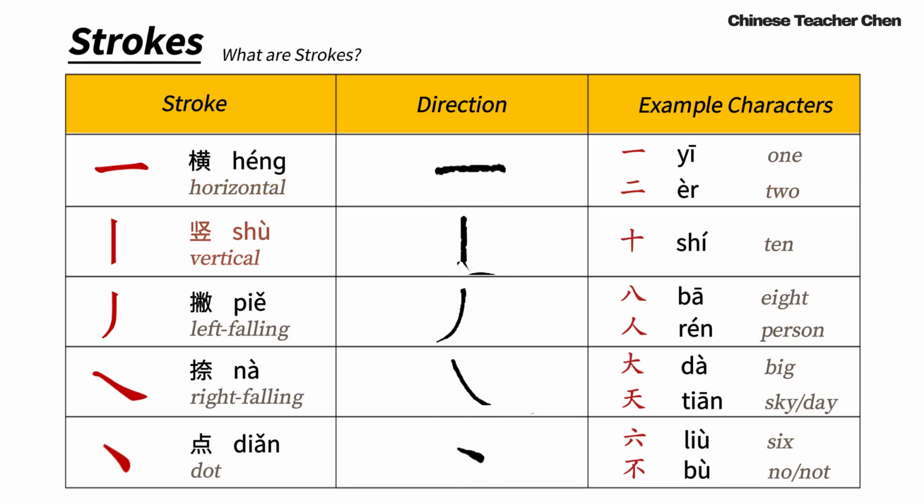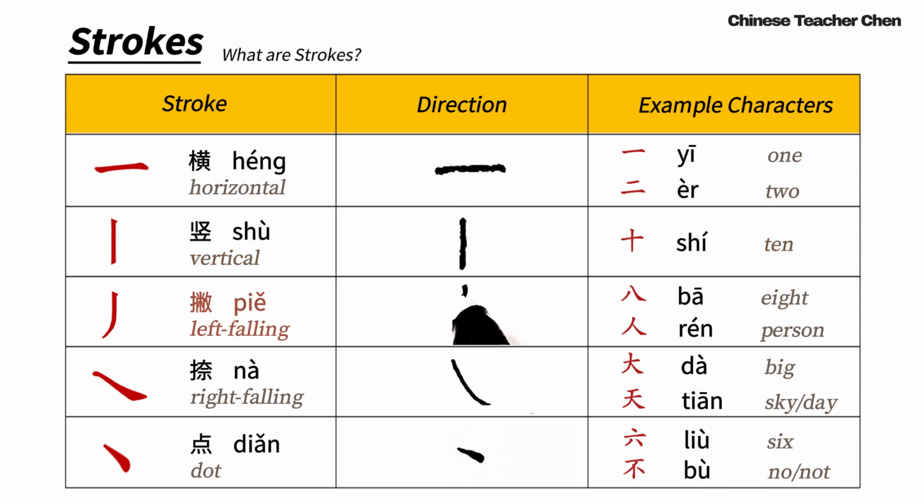Next, we have 树，树，树。 Vertical. This is written from top to bottom, a straight vertical line. Take the character 十， meaning 10. It consists of 1 horizontal stroke crossed with 1 vertical stroke.